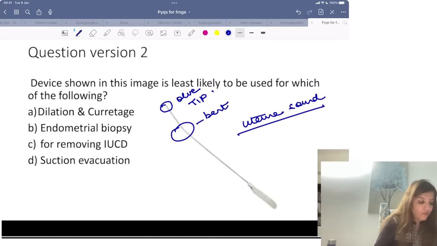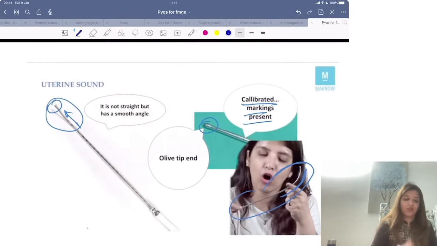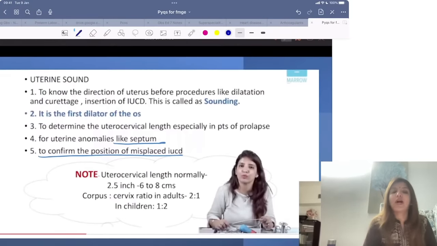Now, this is how you recognize a uterine sound. It is not straight, it has a smooth angle, it has an olive tip and it is calibrated. The uses of uterine sound: it helps you know the direction of the uterus before procedures like D&C or before you insert an IUCD. Number two, it can be used as the first dilator of the os. Number three, it can be used to detect uterine anomalies like a uterine septum. Number four, it can be used to confirm the position of a misplaced IUCD.